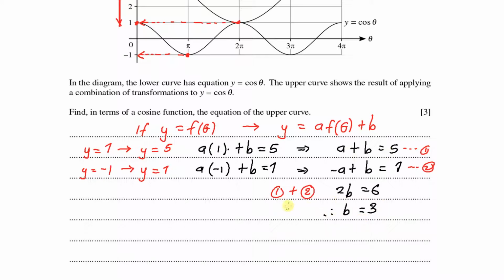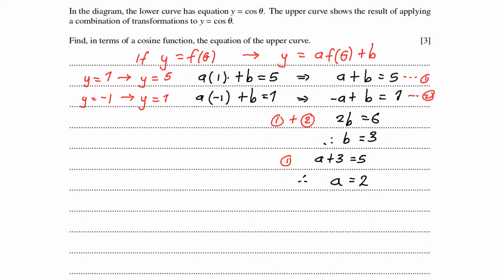And again, we can also find a using any one of the equations, like equation 1. Since a plus b is equal to 5, then that's a plus 3, which we got, is equal to 5. And this therefore translates to a being equal to 2 after subtracting 3 from both sides. So we now know what a is and what b is. We're going to be using this a bit later.